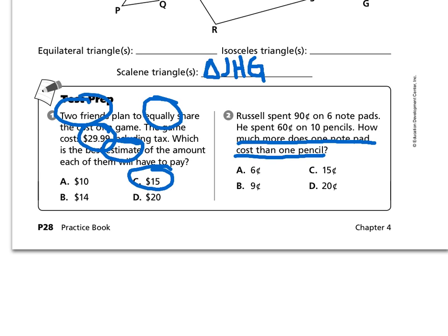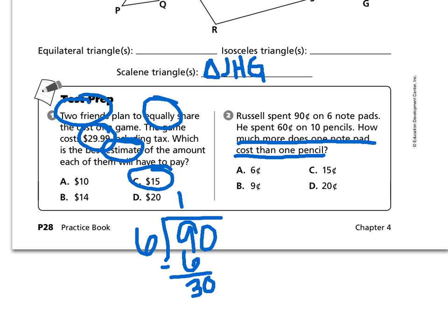So first I need to figure out how much notepads cost. So I'm going to take 90 and divide it by 6. I know that 6 goes into 9 one time. And I know that I can subtract, bring down the 0. 6 goes into 30 5 times. And so I know that I'm going to have 15 cents for each notepad. So I'm going to write that up there.